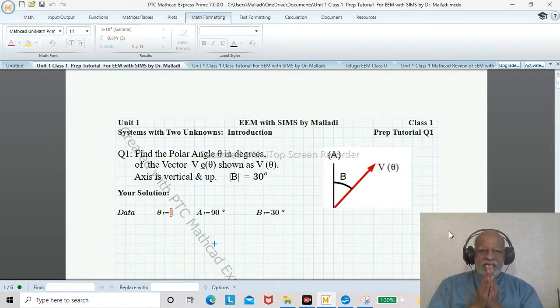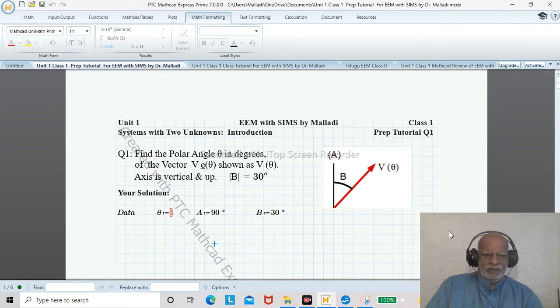This is a discussion class for Unit 1, Class 1 of EAM with SIMS. The unit name is Systems with Two Unknowns and the class title is Introduction. We are discussing the prep tutorial that consists of 4 questions, single step ones, and a multi-step problem.